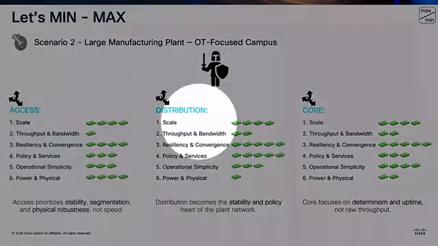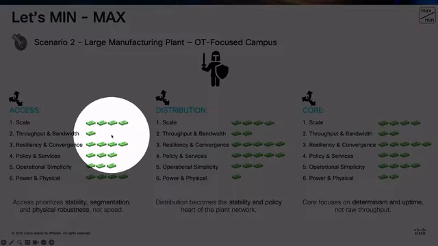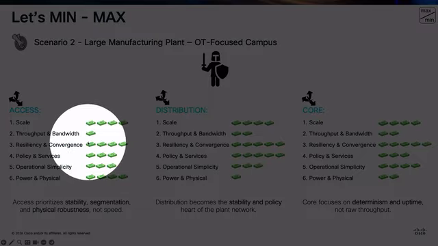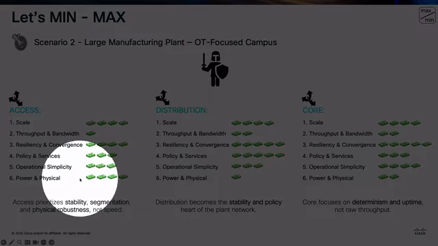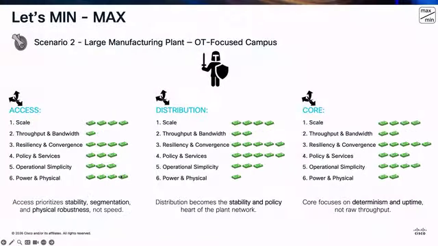How? Look at the access. At first, it might look like it's exactly the same as the previous scenario, but we already know that it's mostly signaling rather than bandwidth-heavy traffic. That's why we don't invest in throughput and bandwidth. We focus on resiliency and convergence and power and physical, because often we have to pay extra for specially ruggedized switches, and this comes with a price.